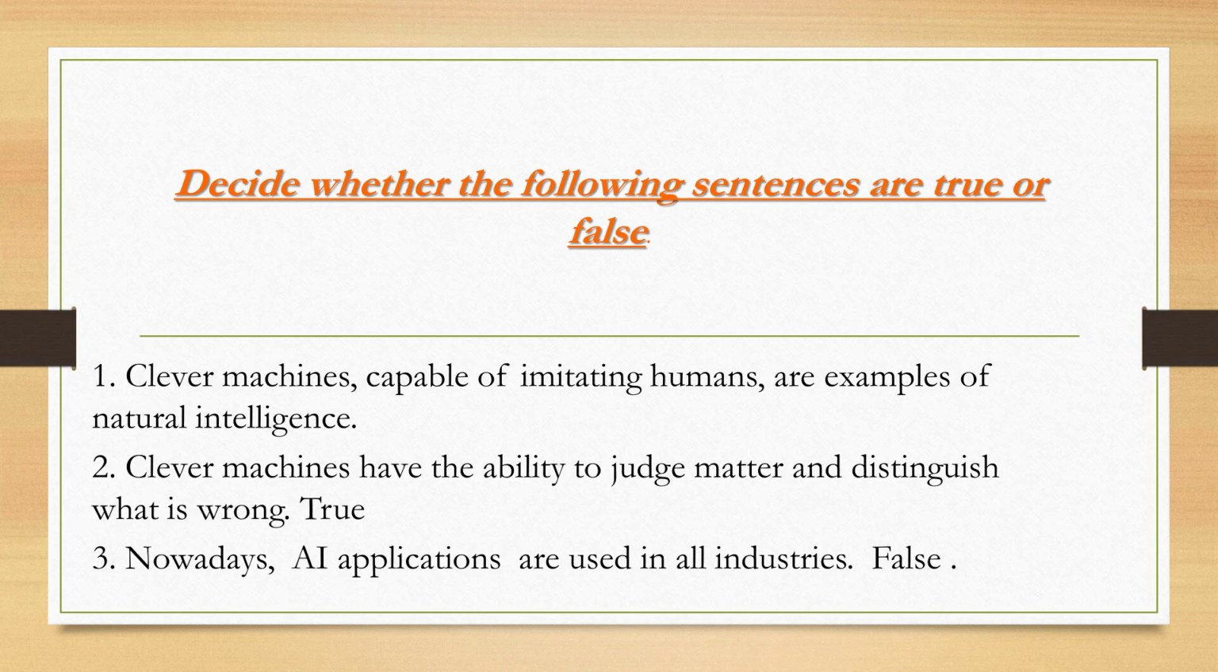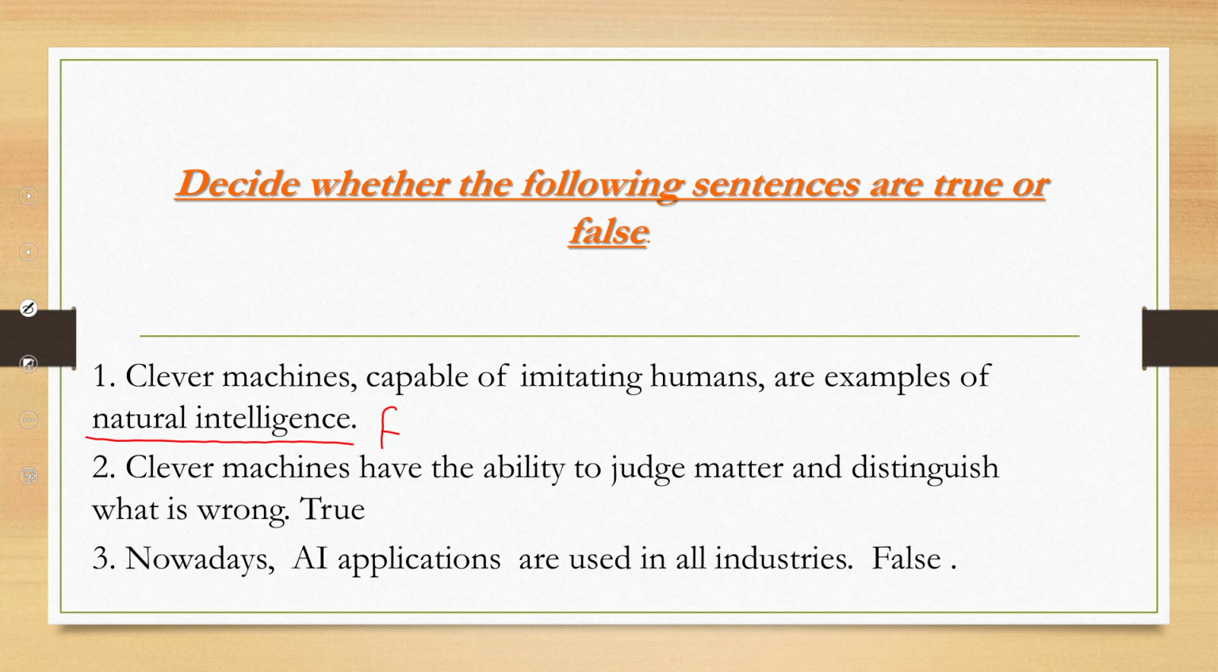As we took an idea about the lesson, now we are going to decide whether the following sentences are true or false. Let's think. First, clever machines capable of imitating humans are examples of natural intelligence. Is it true or false? Of course, it's false, because clever machines capable of imitating humans are examples of artificial intelligence.